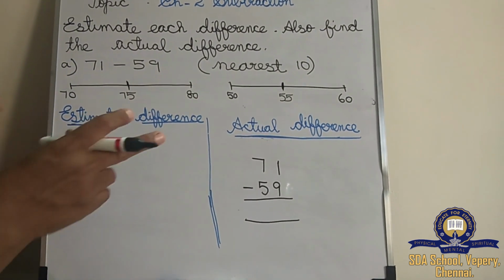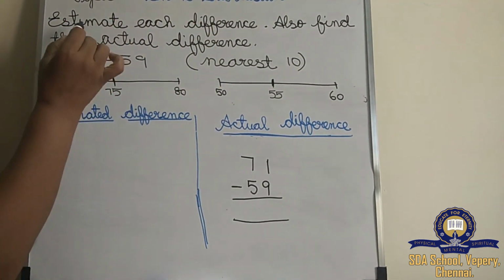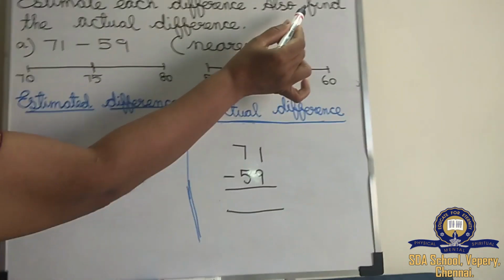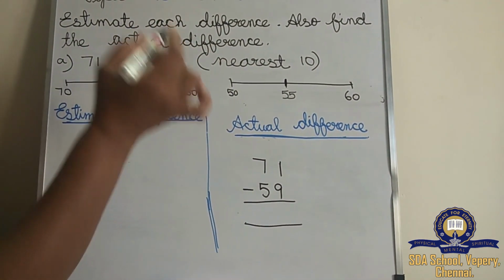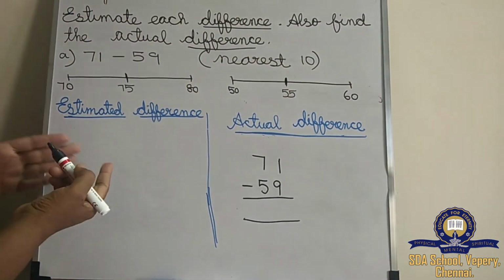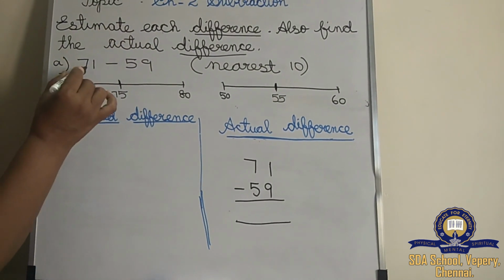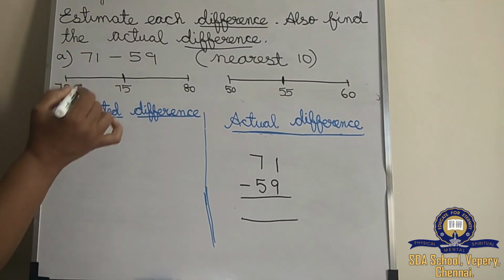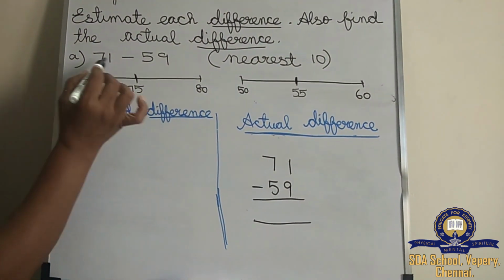Okay children, last time we learnt addition. Now we are going to see difference. Estimate each difference. Also find the actual difference. Difference means what, children? Subtraction. So we are going to see subtraction sums. Like the addition, we will see 71 minus 59. What do we have to do? 70 to 80, and in the middle what have you written?